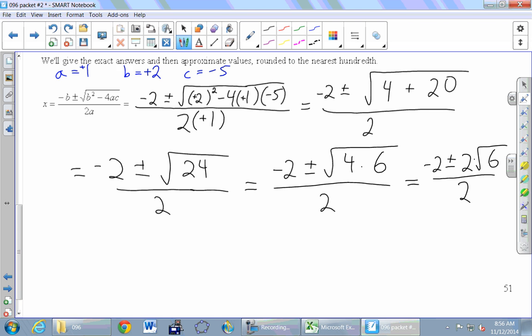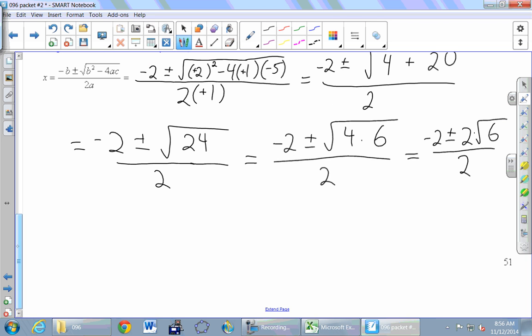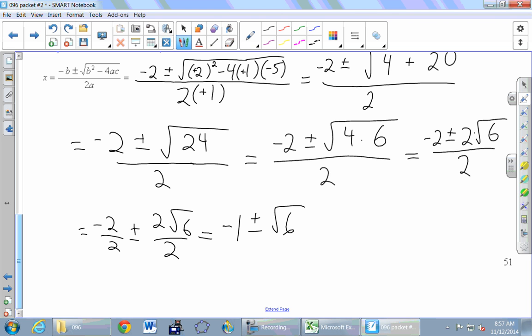And then the next thing that I encouraged you to do 2 weeks ago was split this up into 2 fractions. So this equals -2 over 2 plus or minus 2 root 6 over 2. Do you remember doing this? Split into 2 fractions, and then it's safe to simplify each fraction separately. So -2 over 2 is -1 plus or minus 2 root 6 over 2 is just root 6, and the denominators all happen to disappear.